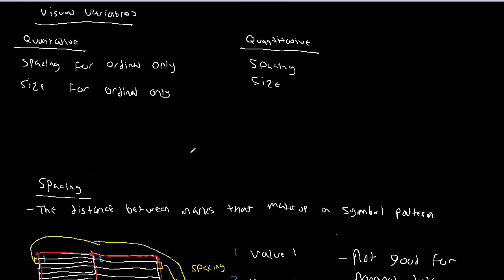So let's go ahead and scroll back up. For qualitative, we have orientation. And obviously not for quantitative because we have no way of implying any sort of ranking or ordering or difference between them. So hopefully orientation makes sense.